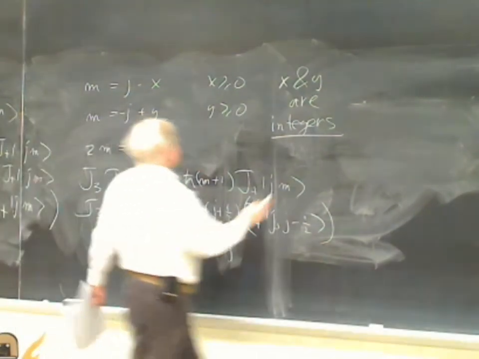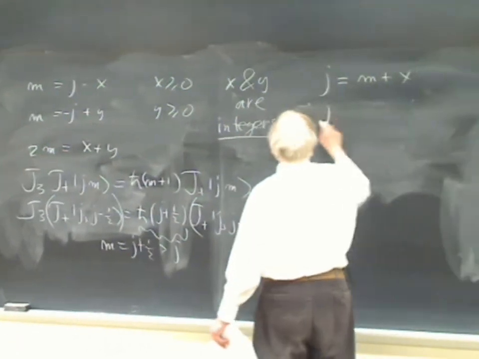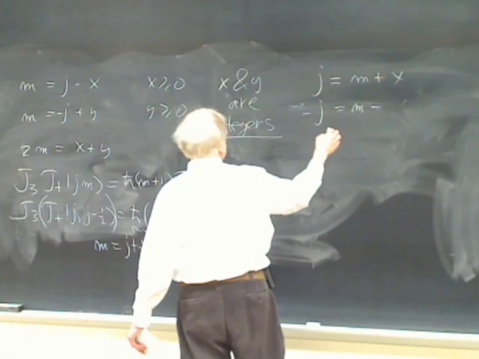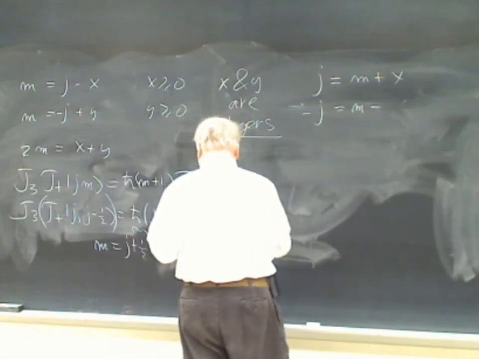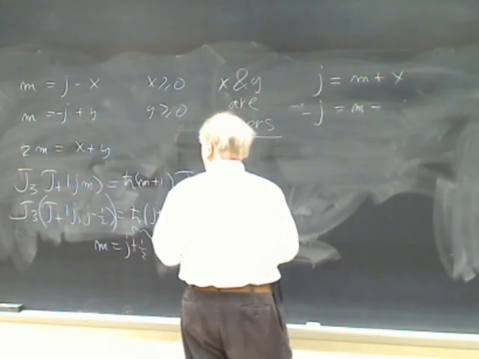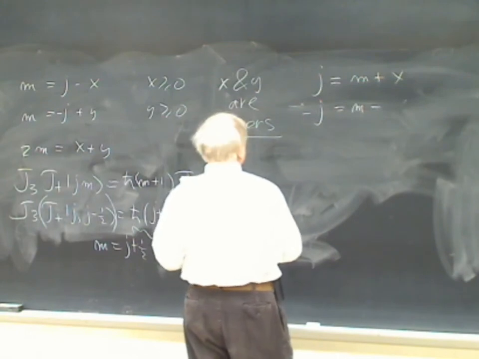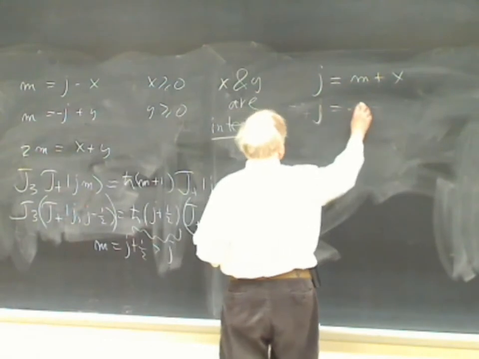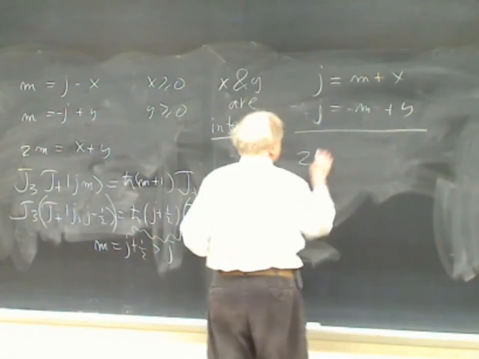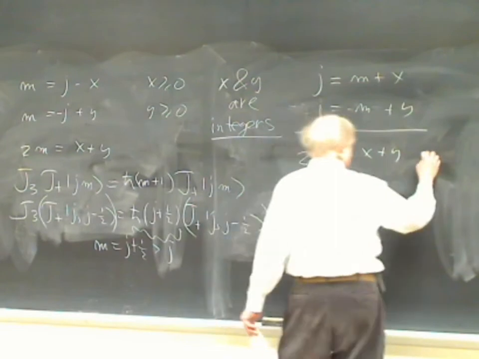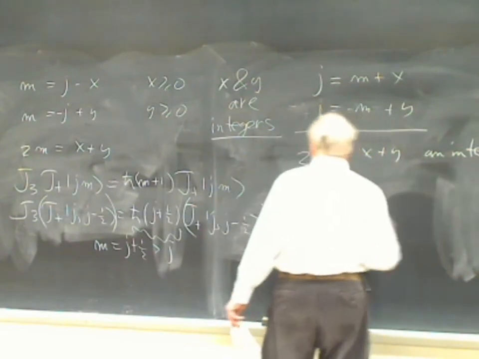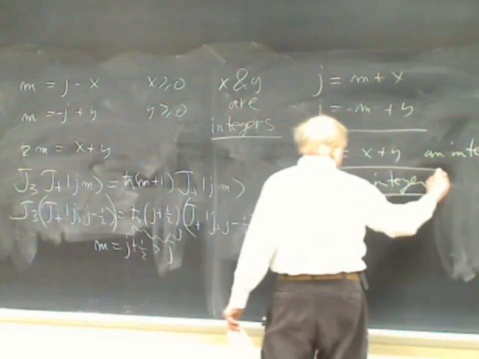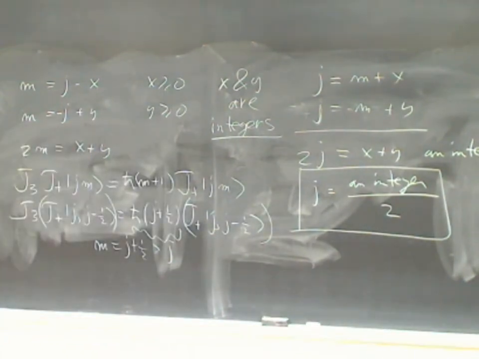But more importantly, let's write these equations slightly differently, namely J is equal to m plus x, and minus J is equal to m minus x. I want J. J is equal to minus m plus y. Adding the two together, we get 2J is equal to x plus y, which is then an integer. So J is equal to an integer divided by 2. And this, of course, is the really surprising result that comes out of this analysis.